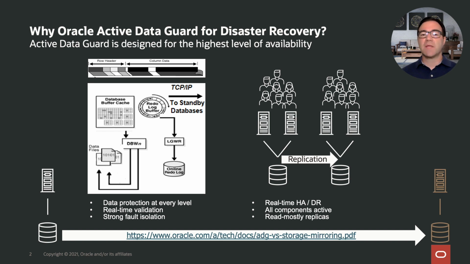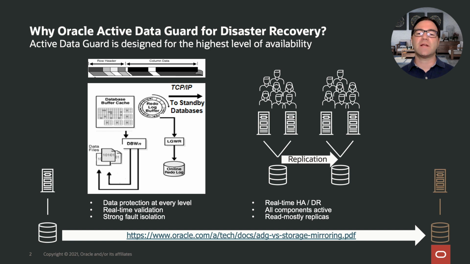At first glance, Data Guard and Active Data Guard are replication solutions. So they replicate data from the production or primary side, here shown on the left in white, to the standby or disaster recovery side, here shown in brown on the right. And as they are replication solutions, they are often compared to storage mirroring solutions or other replication solutions on the market today.